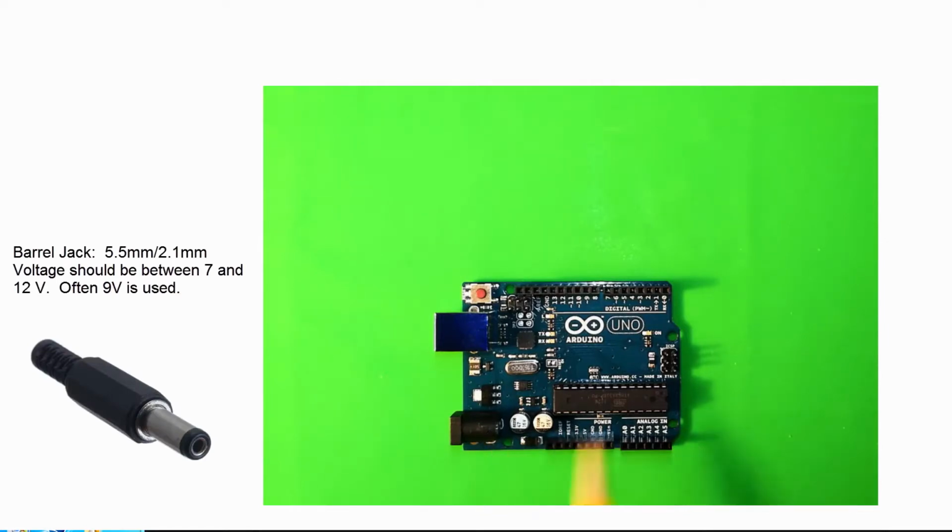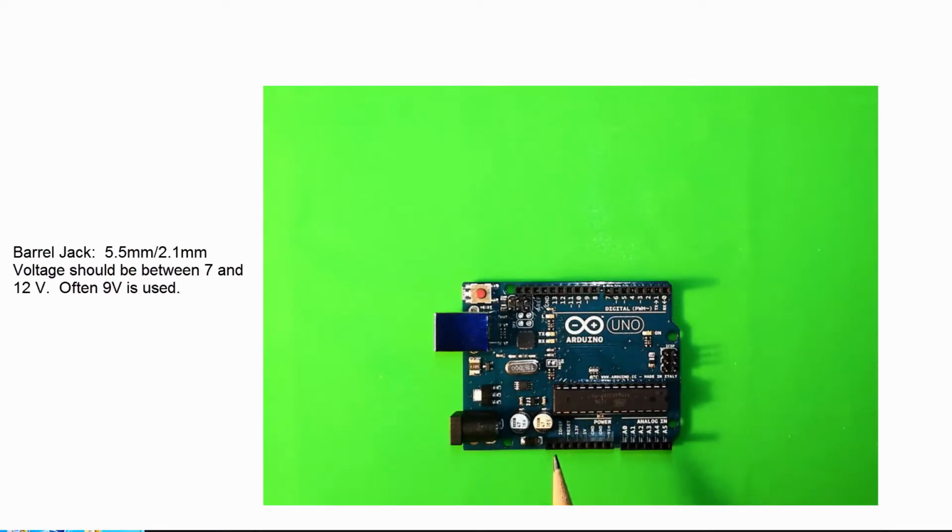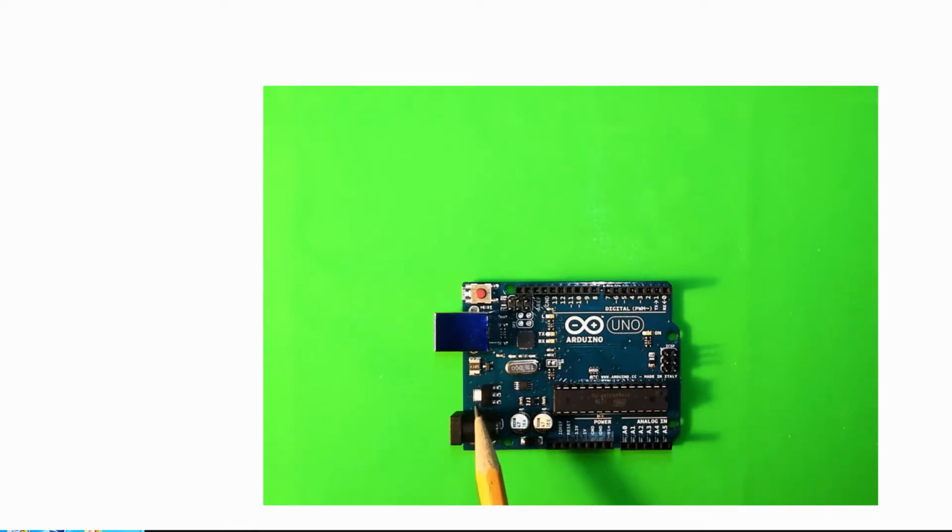Now the microprocessor itself runs on 5 volts and uses 5 volt logic. So there's a little voltage regulator here that down regulates the 9 volts to 5 volts, where it can operate all the components on the system.